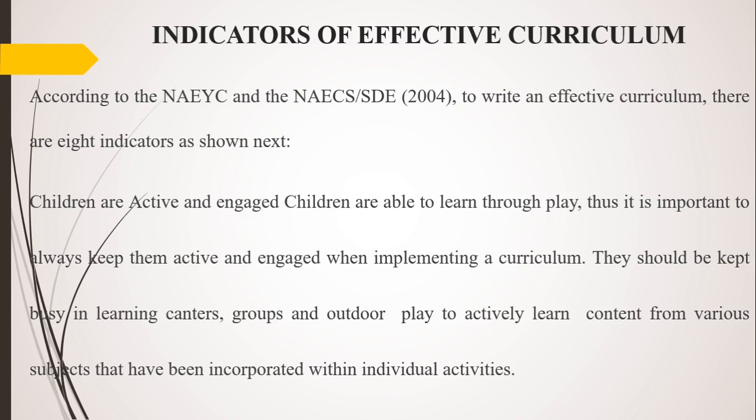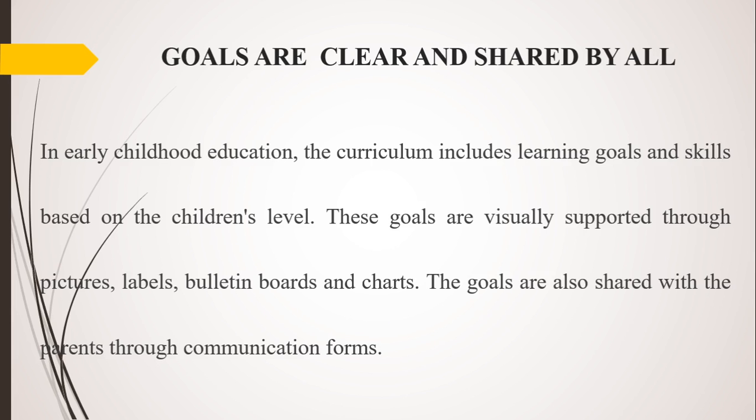According to the NAEYC and the NAECS/SDE 2004, to write an effective curriculum, there are 8 indicators, as shown next. Children are active and engaged. Children are able to learn through play. It is important to always keep them active and engaged when implementing a curriculum. They should be kept busy in learning centers and group and outdoor play to actively learn content from various subjects that have been incorporated within individual activities.